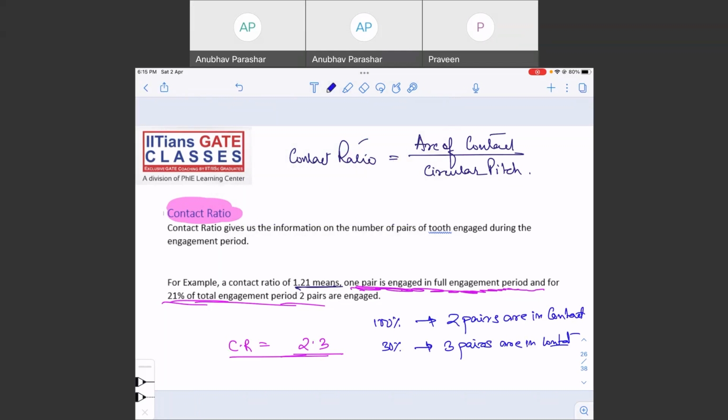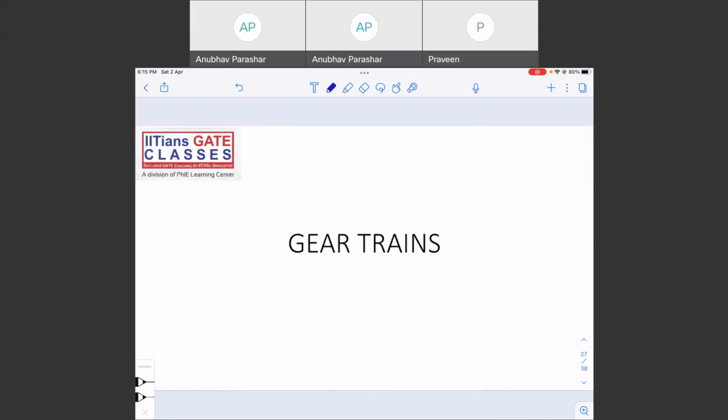Now, contact ratio cannot be less than 1. The minimum value of contact ratio is 1. Why? Because if it becomes less than 1, it means that for part of the time not even one pair is in contact, so it is not possible to transfer power that way.